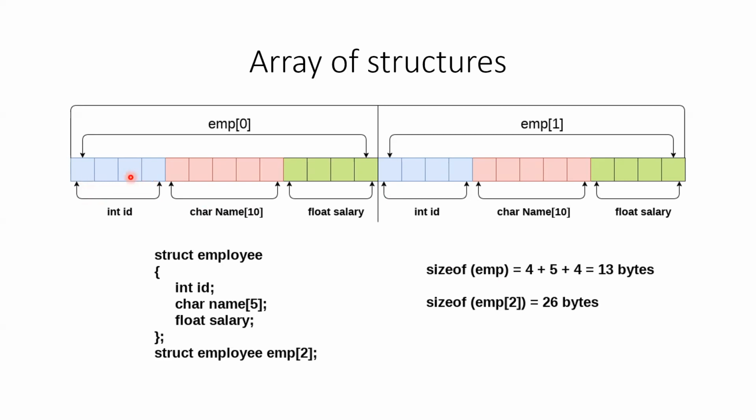Considering a single structure, an integer requires 4 bytes. For name, here it is not 10, it should be 5, because we have taken the name with a size of 5, so it should be char name of 5. A character takes a single byte, so name of 5 means 5 bytes will be allocated. A float takes 4 bytes. So in total it will be 13 bytes for one structure, and 13 bytes for the second structure. This is how the array of structure allocation happens. This is an important concept in order to understand the program which we are writing now.